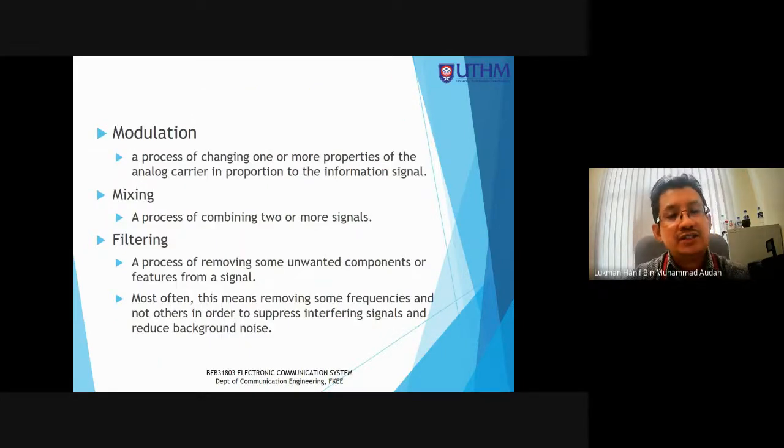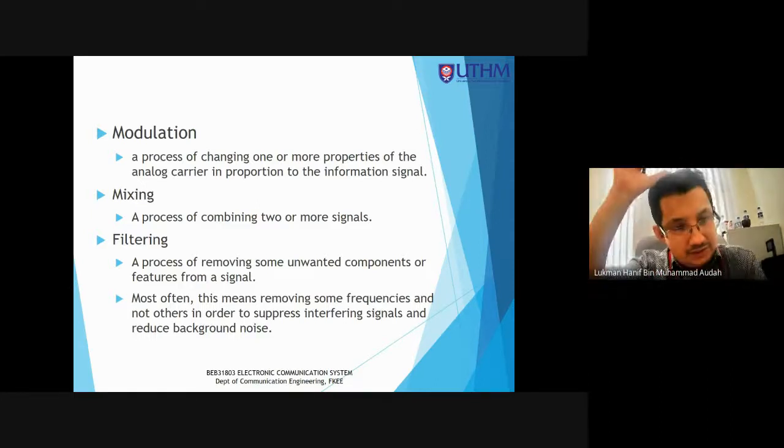Modulation, a process of changing one or more properties of the analog carrier in proportion to the information signal. Apa maksud dia? So untuk pengetahuan semua, saya just sharing. Modulation ini adalah soalan yang ditanya kepada saya semasa jobs interview sebelum ni, long time ago. I was interviewed in the Flextronic company. Saya masih ingat ada seorang engineer, dia tanya, can you explain to me about modulation? So dia nak tahu apakah pemahaman saya berkenaan dengan modulation teknik. Itu pun pada ketika itu agak sukar untuk saya explain, tapi saya cubalah masa itu. So ini just pengalaman saja.